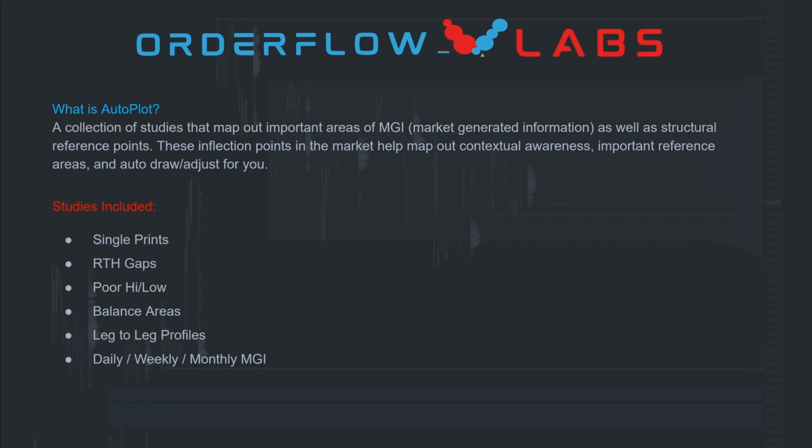All right, so what is AutoPlot? As many of you know, it's a collection of studies. It's not just one single study. Basically the idea is to automate mapping out important areas of MGI as well as structural reference points. This helps you gain contextual awareness, automate drawing all the reference points that you may draw today, and create a non-discretionary way of looking at things such as balance areas and some of the MGI that's printed.